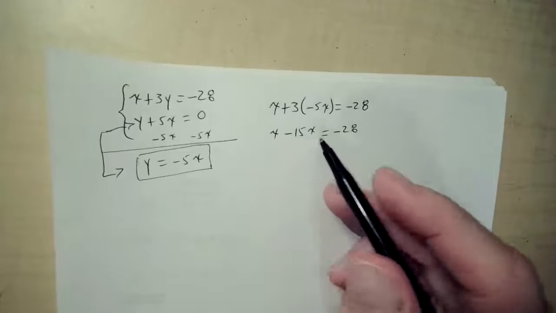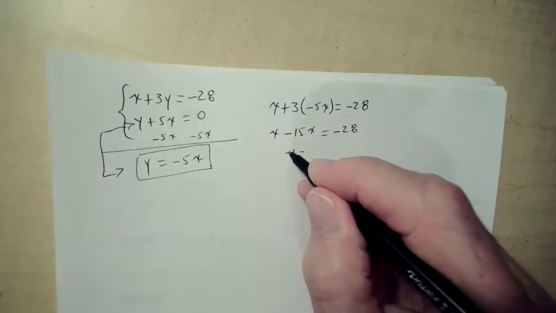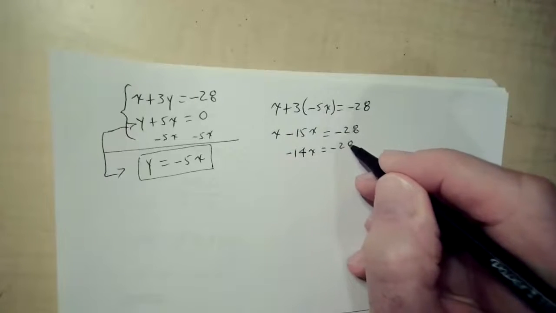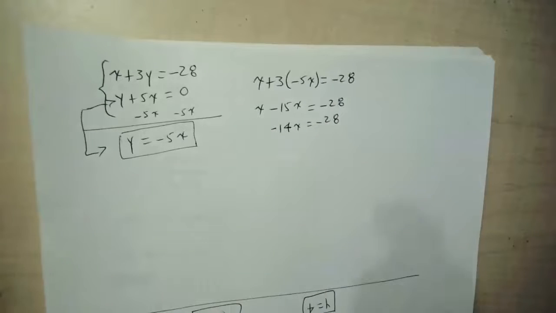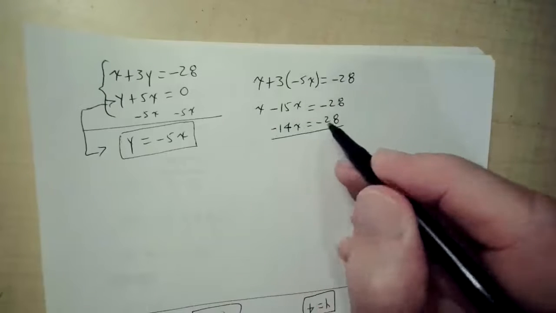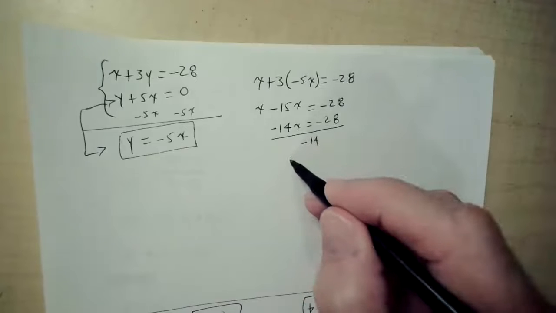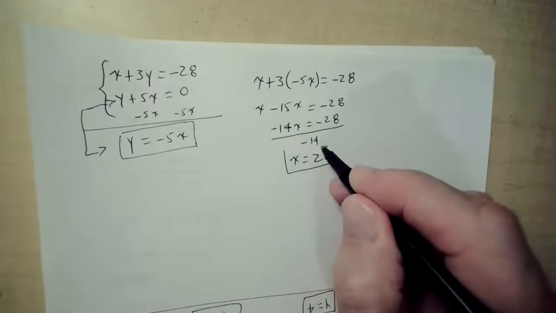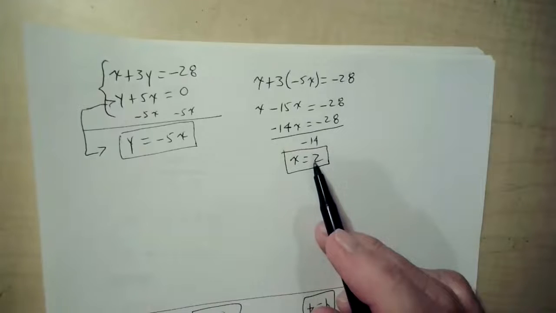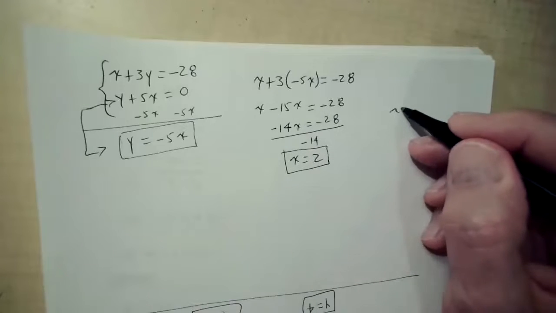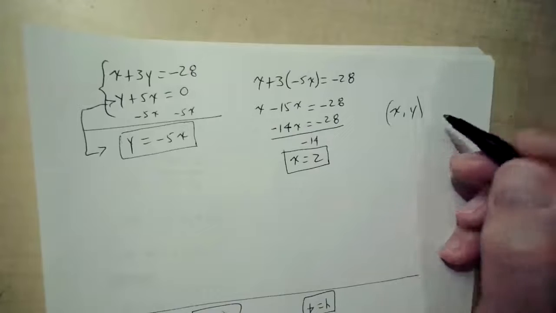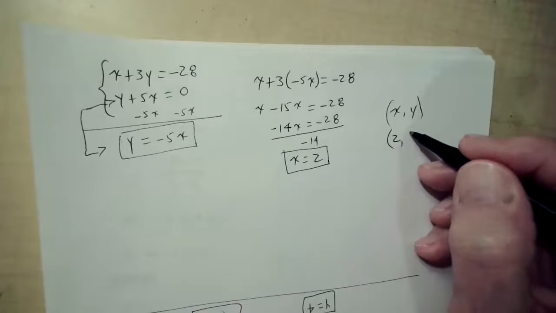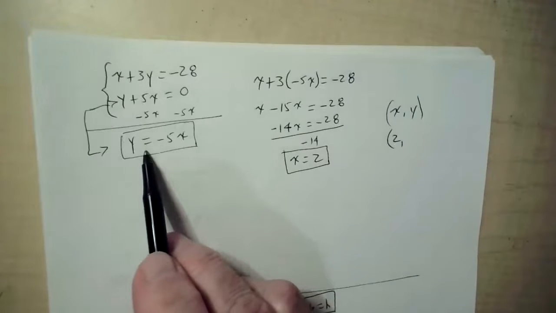Now we combine like terms. x minus 15x is negative 14x equals negative 28. Divide by negative 14. Now we know that x is a positive 2. This is not the solution. Remember, the solution is (x, y). We know what x is. x is 2. Now we have to find out what y is.